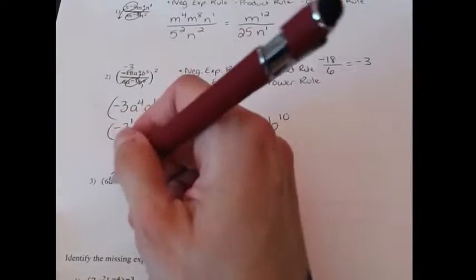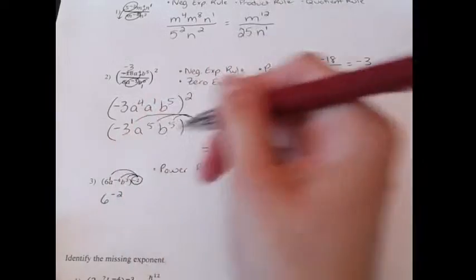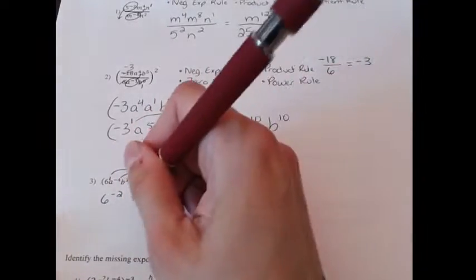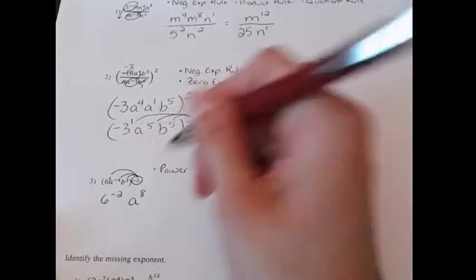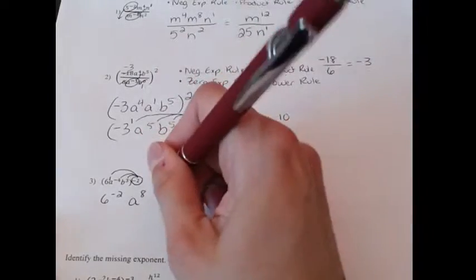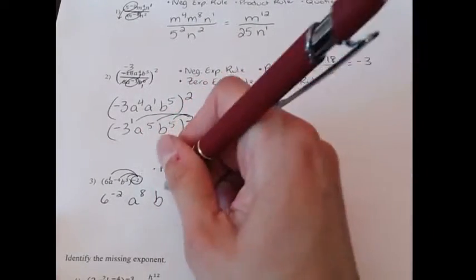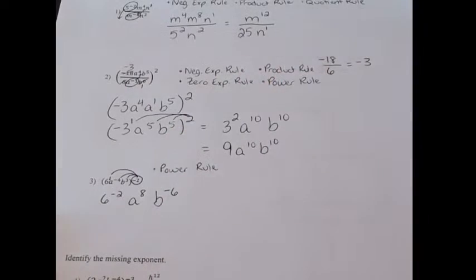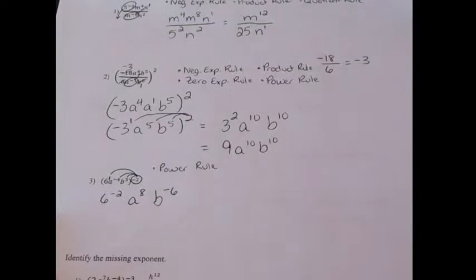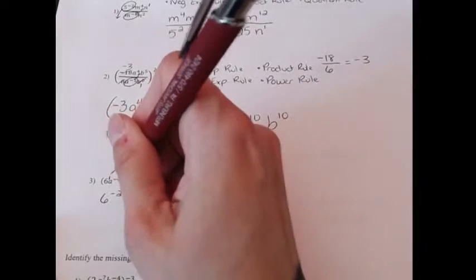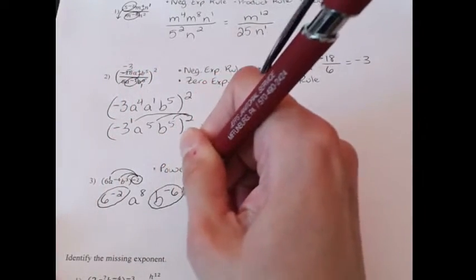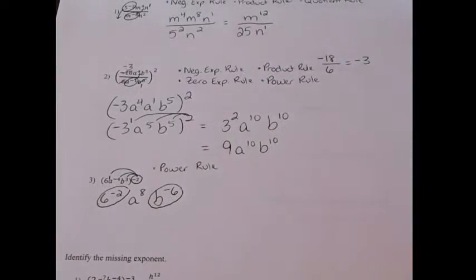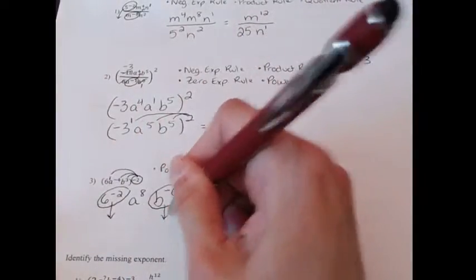That's going to give me 6 to the negative 2nd power. A to the negative 4 times the negative 2 is a positive 8. And then b to the 3 times the negative 2 is a negative 6. At this point, I'm going to say, okay, I'm going to circle every base with a negative power. And because they're in the numerator, I'm going to shift them to the denominator.